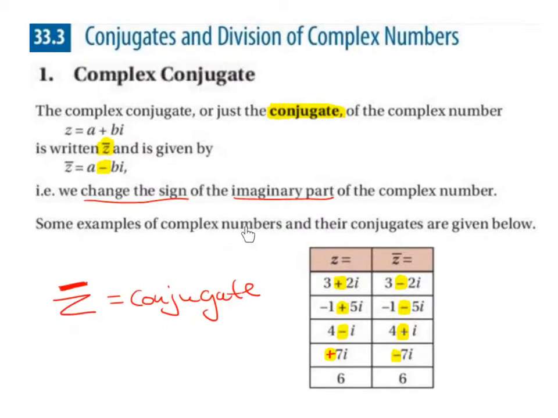That is, we change the sign of the imaginary part of the complex number. Some examples of complex numbers and their conjugates are given below. If z is equal to 3 plus 2i, then the conjugate of z is 3 minus 2i. If z is equal to minus 1 plus 5i, then the conjugate is minus 1 minus 5i. If z is equal to 4 minus i, then the conjugate is 4 plus i. If z is equal to plus 7i, then the conjugate is minus 7i. If z is equal to 6, then the conjugate is just 6. So it's very important that only the imaginary part changes sign.